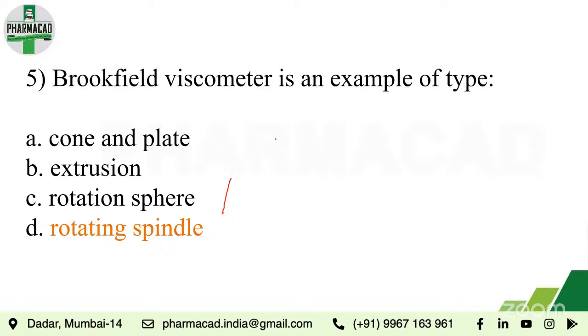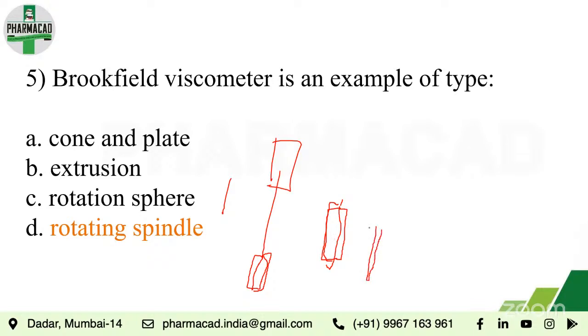So it looks something like this. It rotates like this, four times. All right. So this is like a spindle here. Sometimes it's just like this also. So that is how a Brookfield viscometer looks.